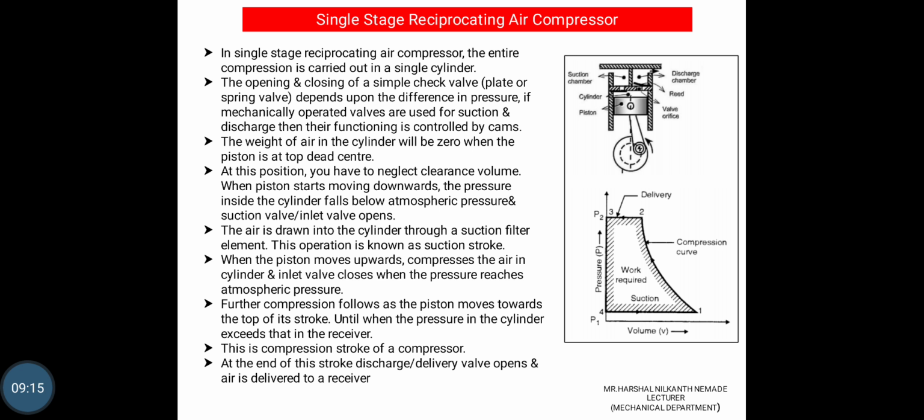When the piston moves upward, the air in the cylinder is compressed. The inlet valve gets closed when the pressure reaches the atmospheric pressure. Further compression follows. The piston moves toward the top of the stroke until the pressure in the cylinder exceeds that in the reservoir. This is the compression stroke of the compressor. At the end of the stroke, the discharge delivery valve opens and air is delivered to the reservoir. Okay.